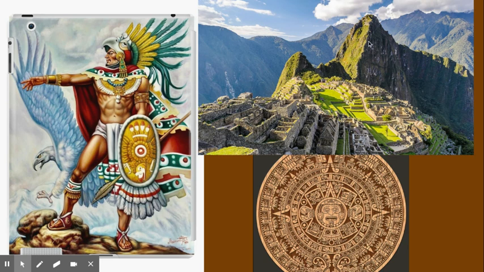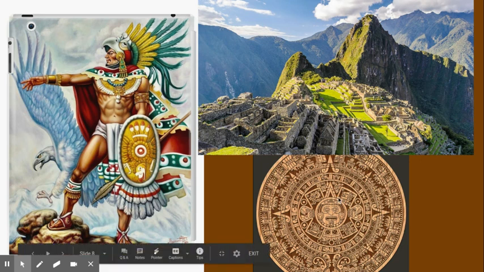Over here, we have what's called Machu Picchu. The Inca would build a lot of times these magnificent cities high in the mountains. And they were able to farm up there, and it's up there for defense. It's hard to get to, right? And tourists, maybe some of you have been there, but you can go there today, right? Machu Picchu. And then down here is a calendar from the Mayans.